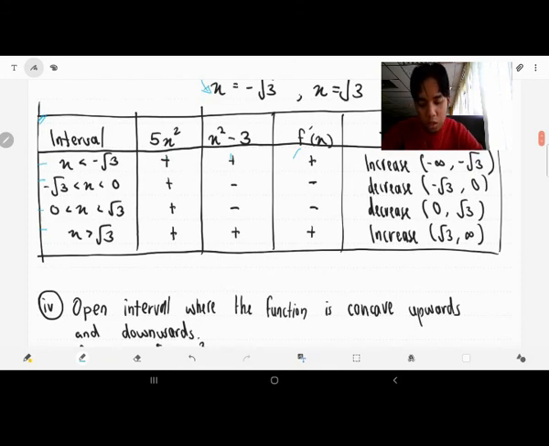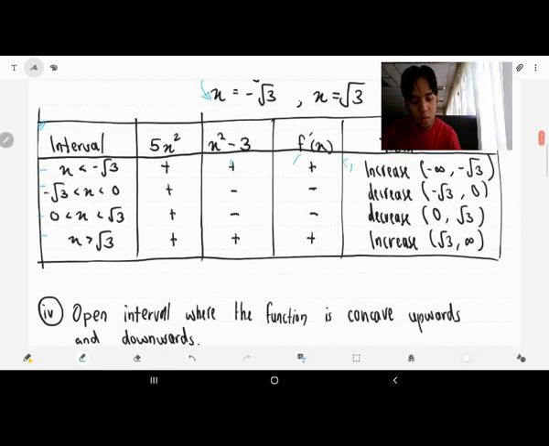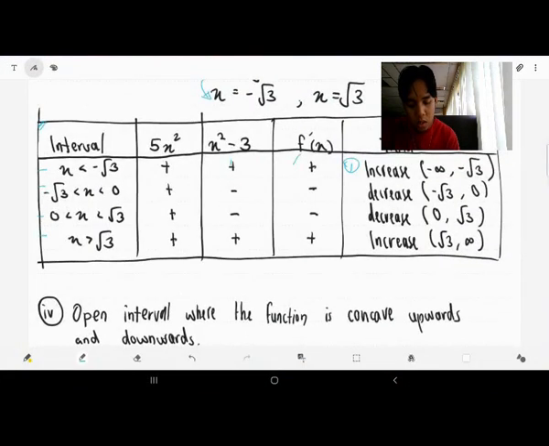So in this line, we can say that the positive number means the function is increasing, and the negative means the function is decreasing. So the first part is increasing on the interval negative infinity to negative square root 3.